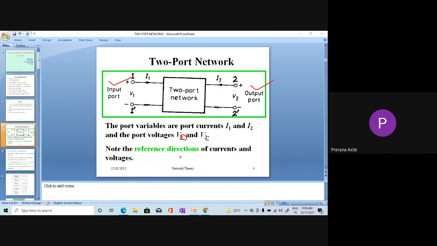The reference directions for your currents are obviously in this manner. Just look at this. The entry port current is I1 here, and the reference for your current is going to be like this. Make sure the reference points are very important while solving problems for your GATE examination. So try to concentrate on the reference points of your currents. Yes, we will go next.